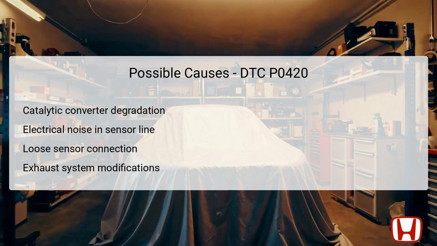This interference can mislead the PCM regarding the sensor's output. Additionally, a loose connection at the secondary HO2S connector can also disrupt communication between the sensor and the PCM. Lastly, modifications to the exhaust system that do not incorporate genuine Honda parts can affect the catalyst's performance, triggering this DTC. Therefore, a thorough diagnosis is critical to pinpoint the precise cause.